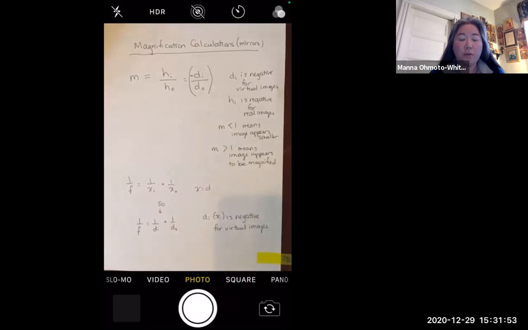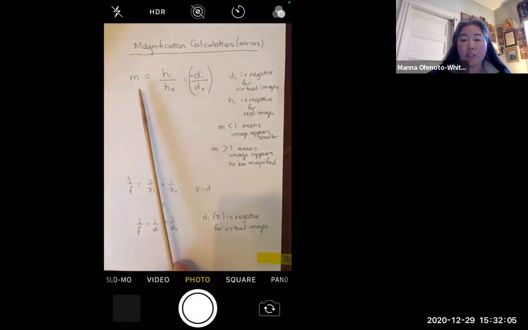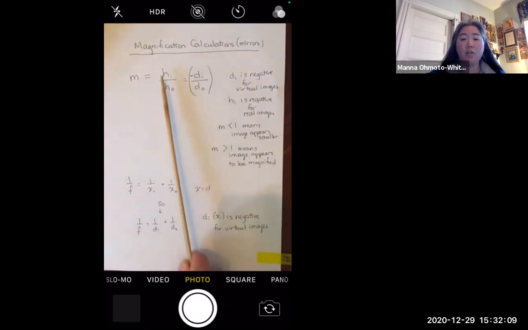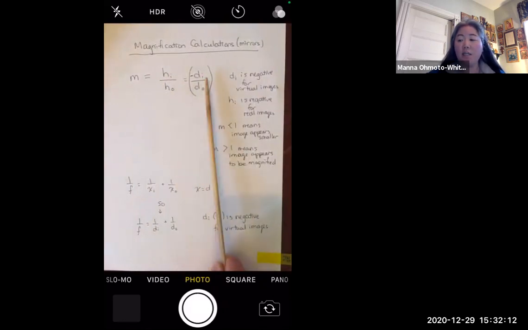Magnification calculations for mirrors. So we use two equations, and confusingly, your book uses di and xi, x and d interchangeably. The equation that's given is the magnification equation, in which the proportion of the image height to the object height is equal to the negative of the distance that the image is from the mirror over the distance that the object is from the mirror.